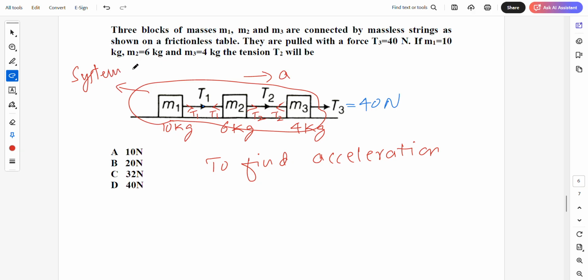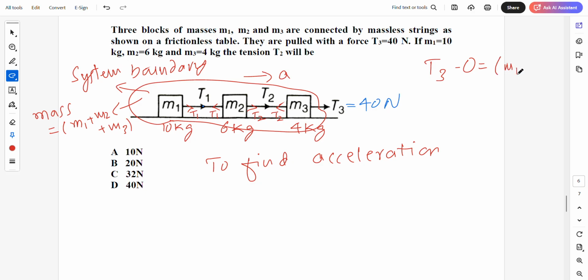If I take this system boundary, what is the mass? The mass is M1 plus M2 plus M3. Now, by Newton's laws of motion, the driving force is T3, minus the opposing force, nothing is there. T3 is in the direction of motion. T3 minus 0 is equal to mass, M1 plus M2 plus M3, into A, because force is equal to mass into acceleration.